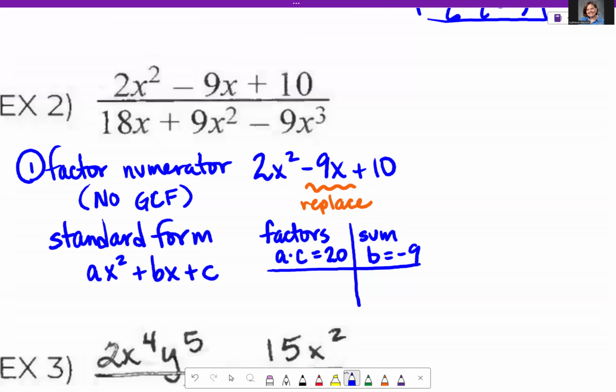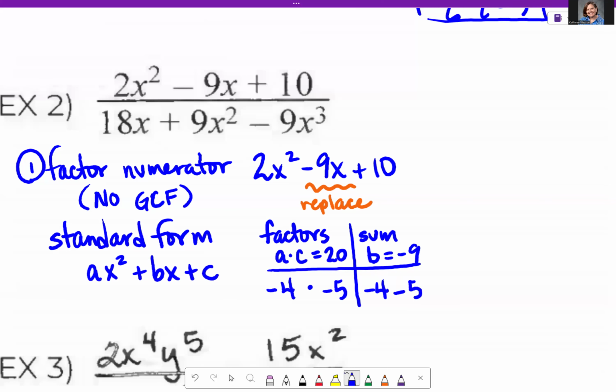So when you multiply numbers and you get a positive number, but you add them and get a negative number, that only happens when both of the numbers are negative. So I'll have some negative number times another negative number that multiplies to be 20, and I'll add the two negative numbers to get negative 9. And so I'll choose negative 4 times negative 5, because negative 4 minus 5 is equal to negative 9.